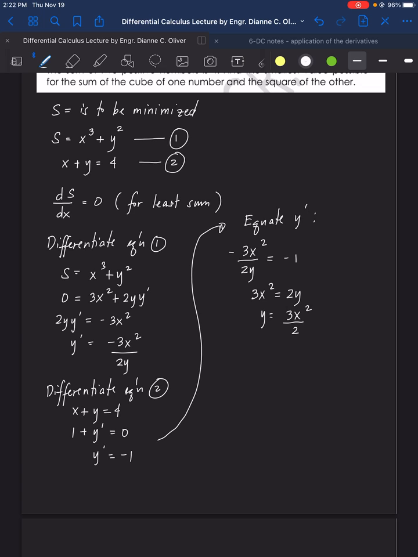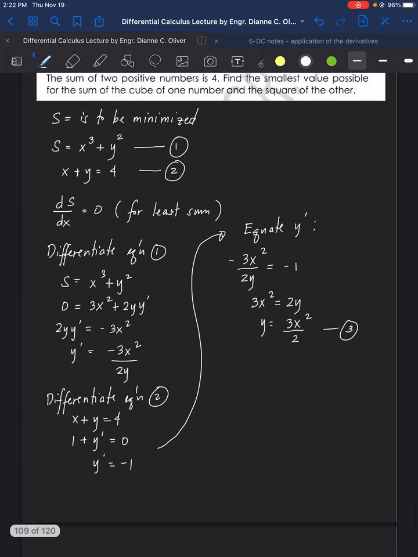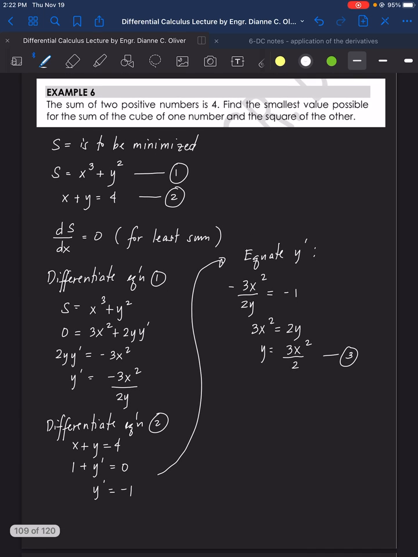Next, what will we do with this equation? Now, this is actually equation number 3. Now, what we're looking for is the value of the sum. So in order to get the value of this s here, we need to first find the values of x and y. So how will we do that?